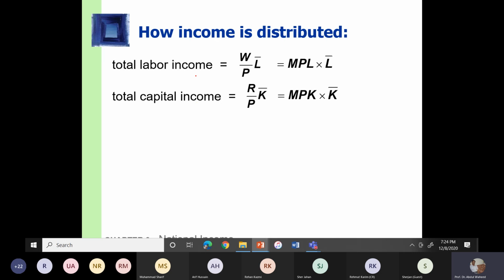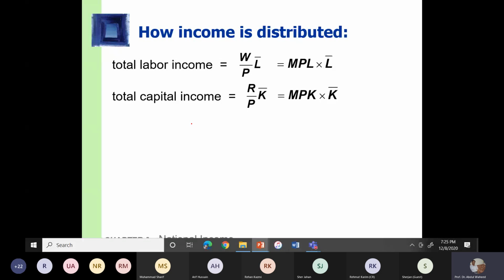So this shows that if the marginal product of labor is high, then more income will go to labor. And if the marginal product of capital is high, then more income will go to capital. That's why we see that if a labor is more productive and its marginal productivity is high, that labor gets higher income and higher wages compared to the labor whose productivity is low.